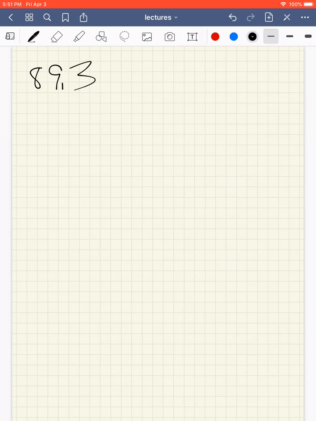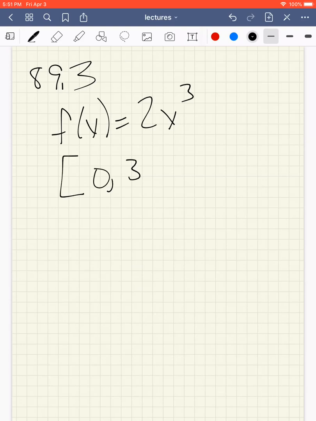So the last example says, given that the average value of f of x equals 2x cubed on the interval from 0 to 3 is 27/2, use the mean value theorem for integrals to find some number c such that f of c is equal to 27/2. Well, we can't use the mean value theorem to find c. We just use the mean value theorem to know that, yes, that is a continuous function on that closed interval.